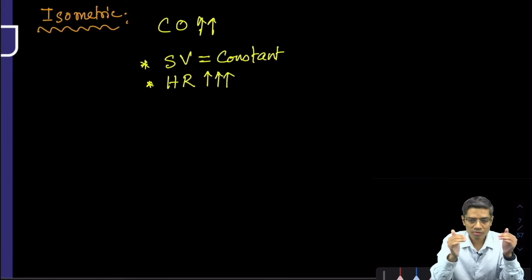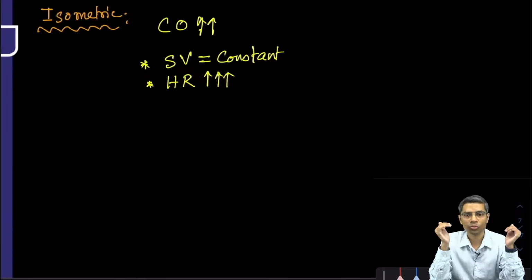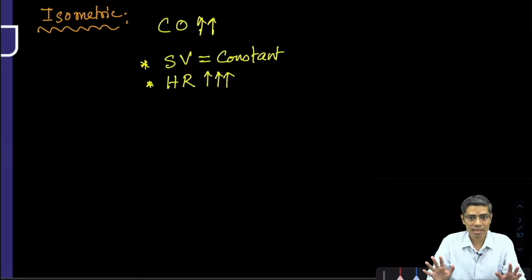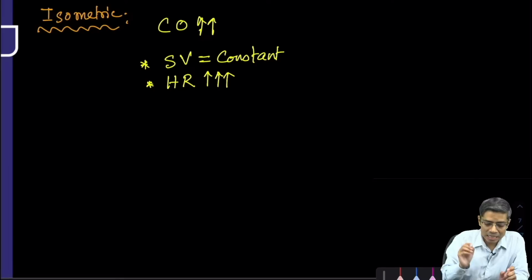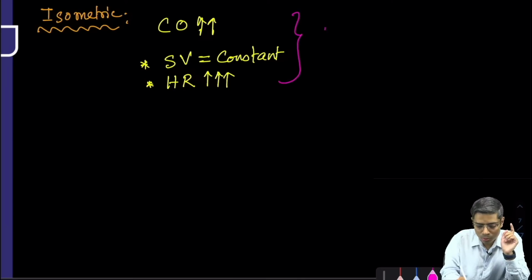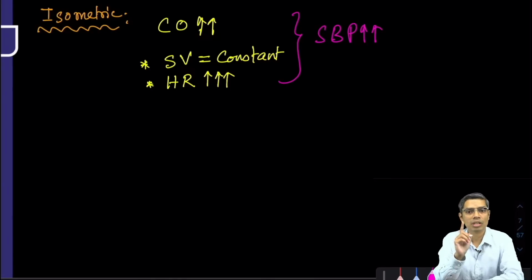Because of the tussle between these two forces, stroke volume cannot increase to a very high level, or stroke volume cannot increase at all. That is why we say that when the person is doing a severe form of isometric exercise, stroke volume remains constant and cardiac output increment is only because of heart rate increment. But whenever cardiac output increases, what will happen to the systolic blood pressure? Systolic blood pressure will also increase. Got it? So, this is the first thing.